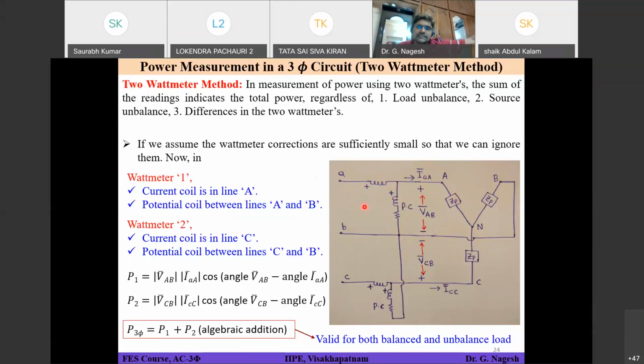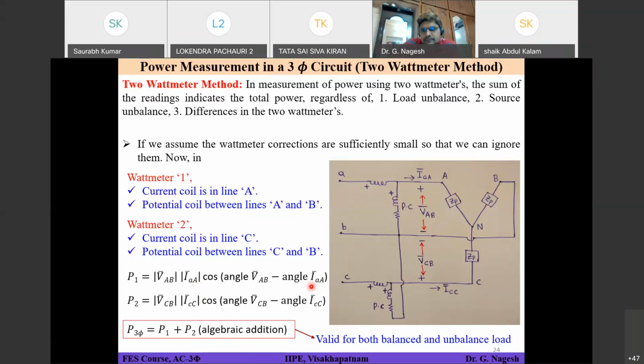So using this method, I am able to calculate the total power also. You will understand once you see one problem. In this circuit, you have to connect in this fashion, and since the voltage applied across the potential coil is VAB, you have to consider the VAB RMS value times the IA RMS value times the cosine of the angle between those two. Did you get some idea?